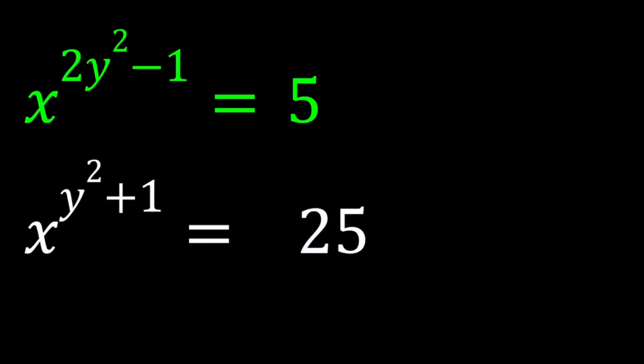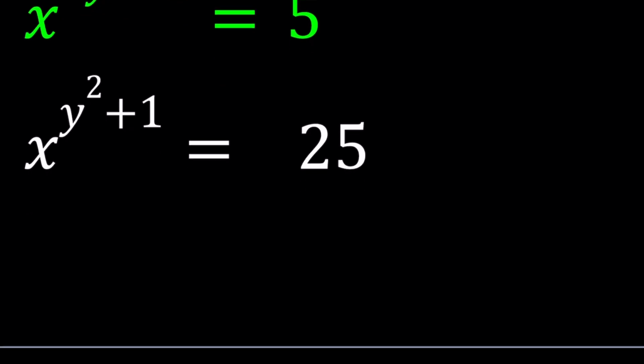Hello everyone. In this video we're going to be solving an interesting exponential system. We have x to the power 2y squared minus 1 equals 5 and x to the power y squared plus 1 equals 25, and we're going to be solving for x and y values. I'll be presenting two methods and also show you a graph at the end, which I think is pretty interesting. So let's get started with the first method.